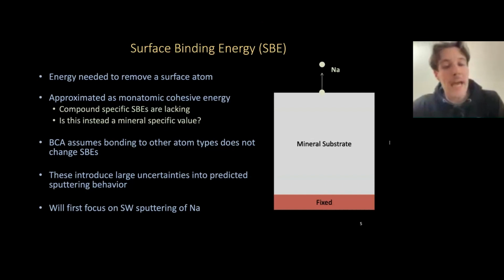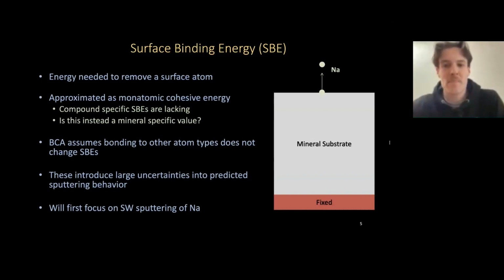Now, BCA methods often assume that bonding to other atom types does not change the surface binding energy. If you think intuitively from a material science point of view, this doesn't really make sense. If the surface binding energy is the energy you need to pull an atom off the surface, then obviously as the surface composition changes and bonds change, the strength of that bond changes and the energy you need to remove an atom changes. This can potentially introduce large uncertainties into the predicted sputtering behavior, and today I'm going to demonstrate this.